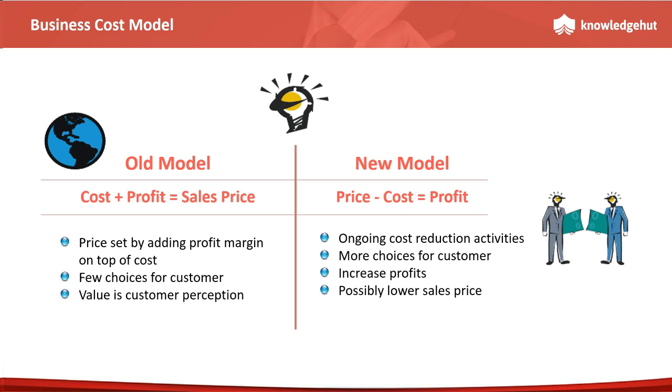Now if your cost is equal to the price, you have zero profit. Worse, if your cost is above the price, how long are you going to stay? The only way to deliver more profits is to reduce the cost, and that is where Lean and Six Sigma come into the picture.